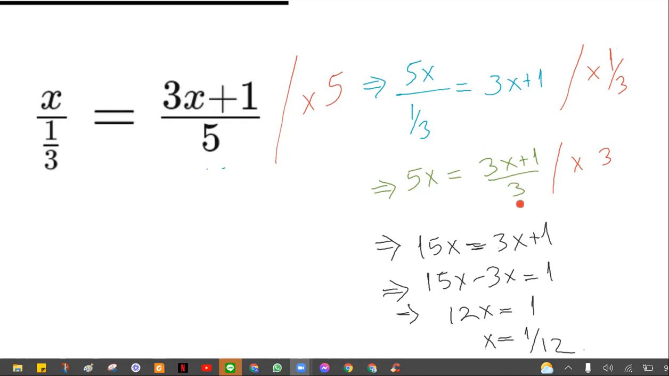But still I have a fraction part. So to get rid of this 3, I apply the same rule one more time. I multiply both sides by 3, exactly this number. Now these two cancel, and I am left with this new equation. In this equation, no fractions anymore. So let's solve this. Take 3x to the left side, simplify it. 12x equals 1. So x equals 1/12.